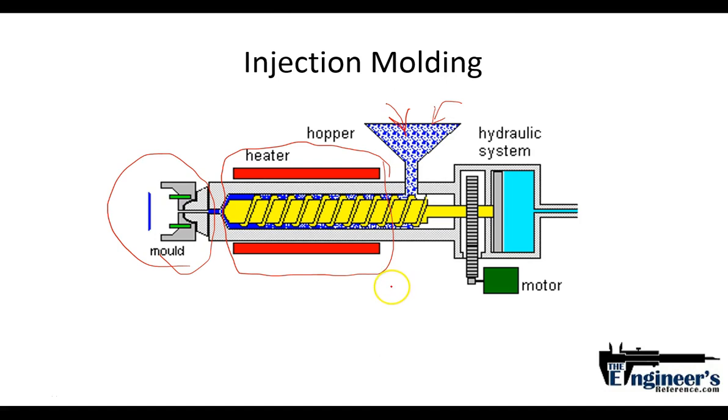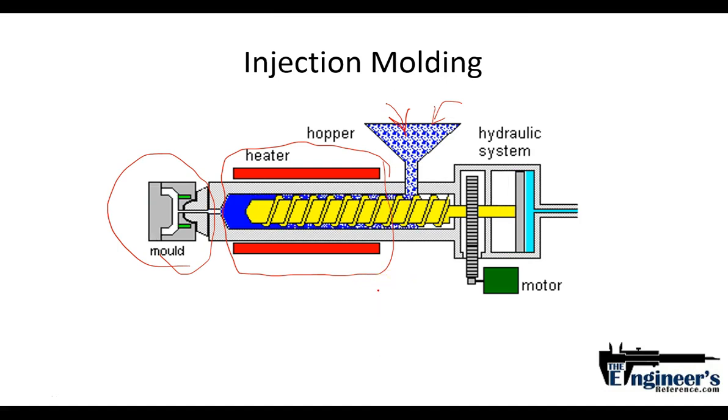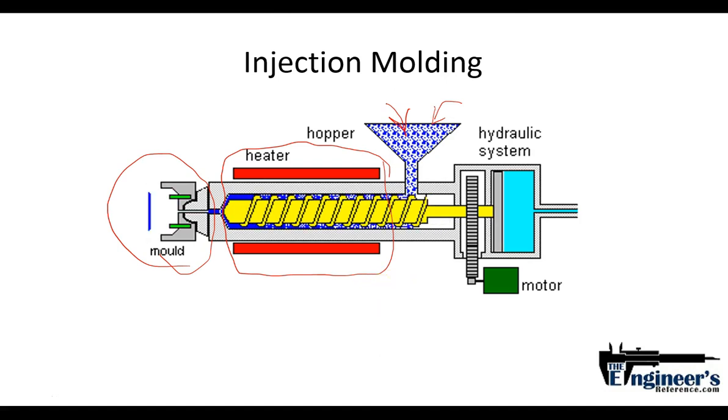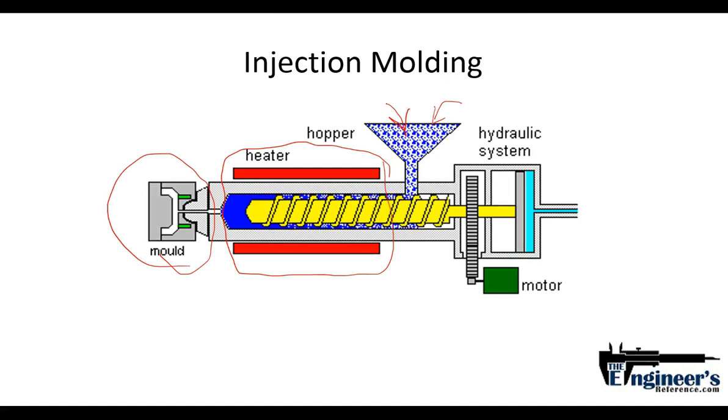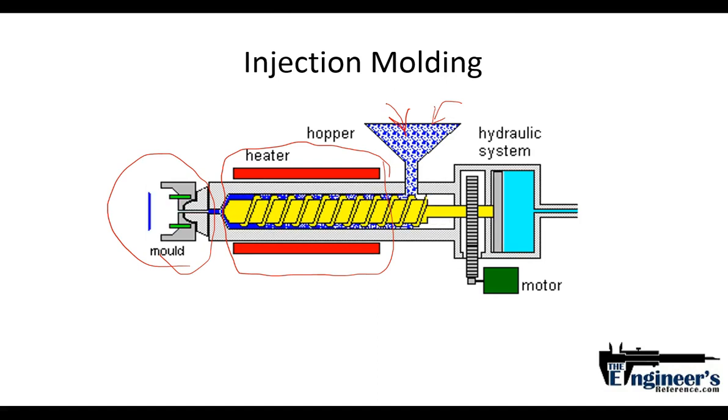So as you can guess, this is a very expensive, high overhead process, but once you've made that initial investment, you can crank the parts out fairly quickly with very little finishing process required. And there is a wide range of polymers, so the hardness, the strength of the material, you can get a wide range of properties from this process.